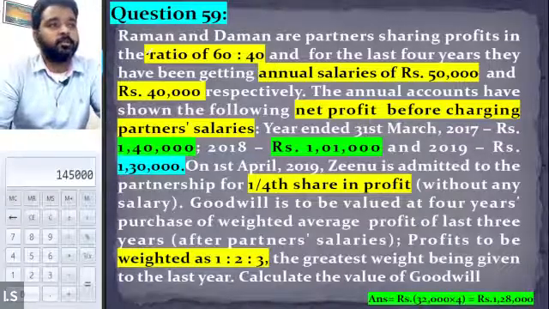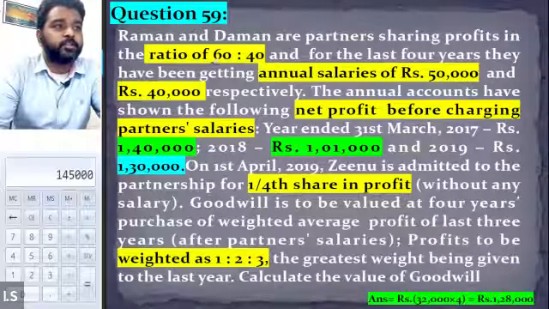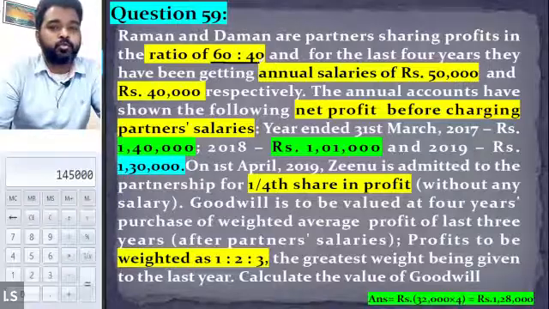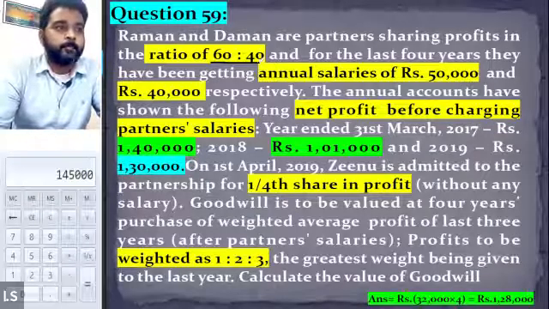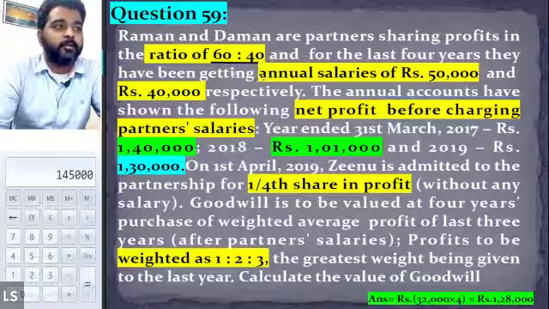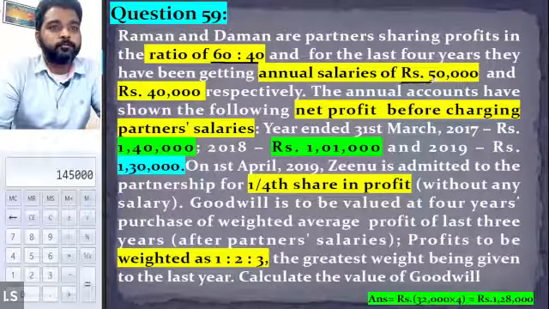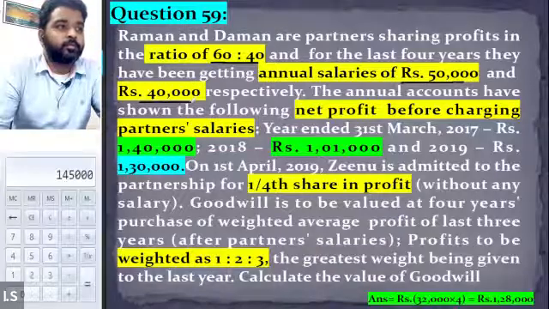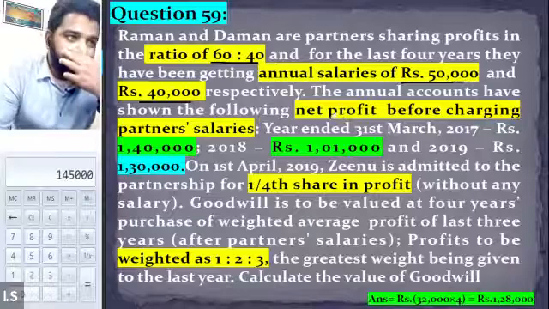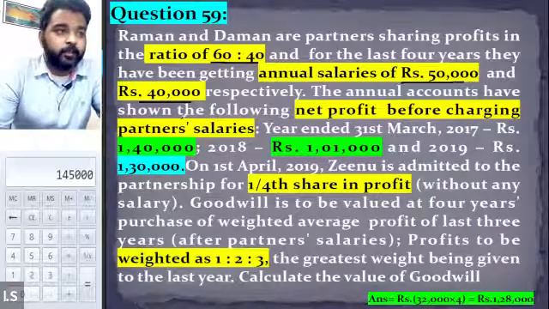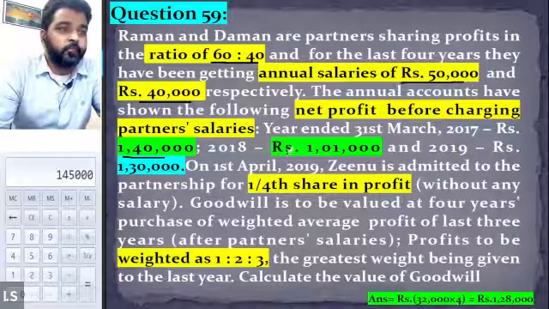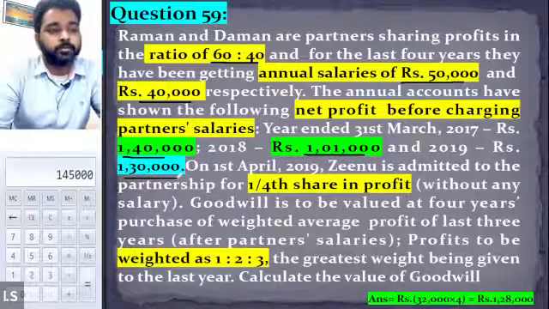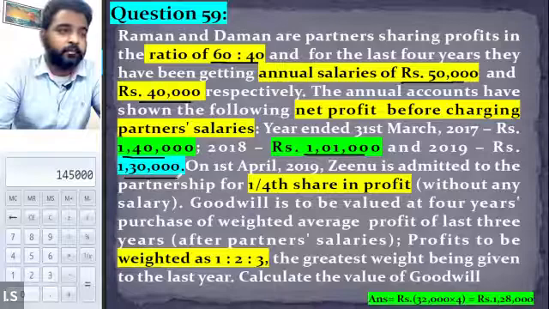Anyways, the question is saying that Raman and Daman, two partners, have a profit sharing ratio of 60:40. That means 6:4, or you can also say 3:2. For the last 4 years, they have been getting annual salaries of 50,000 and 40,000. So the salary for both the partners is given. The annual accounts have shown the following net profit before charging partner salary. So the profit given in the question is before deducting the salary of the partner: 1,40,000 for the year 2017, 1,01,000 for the next year, and for the year 2019 it was 1,30,000.